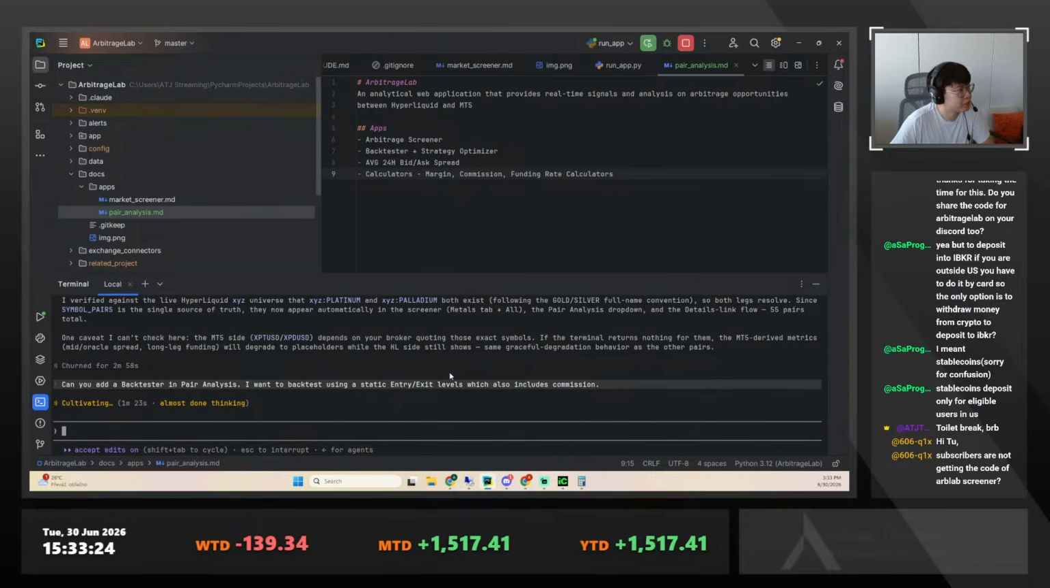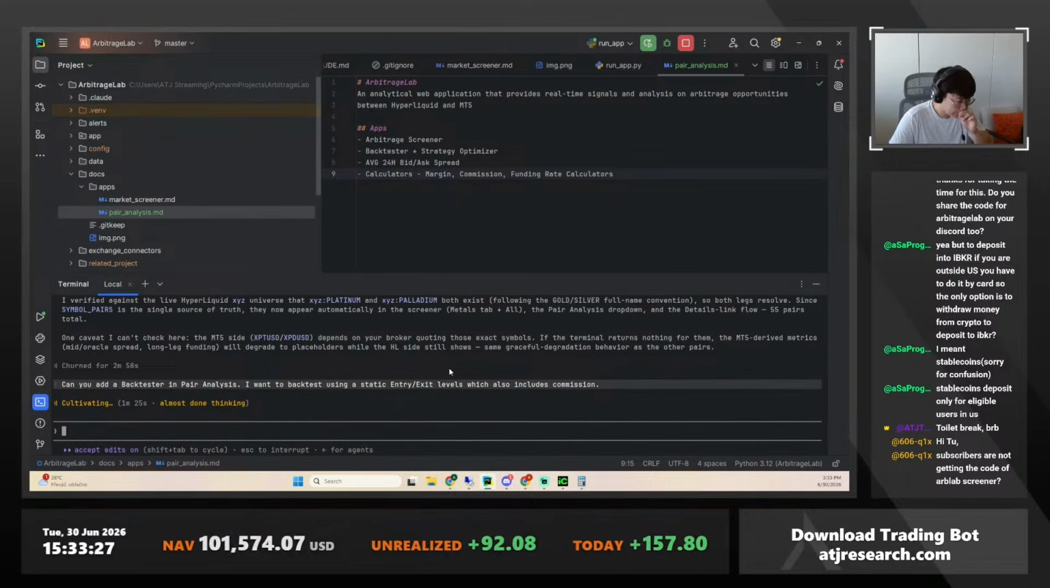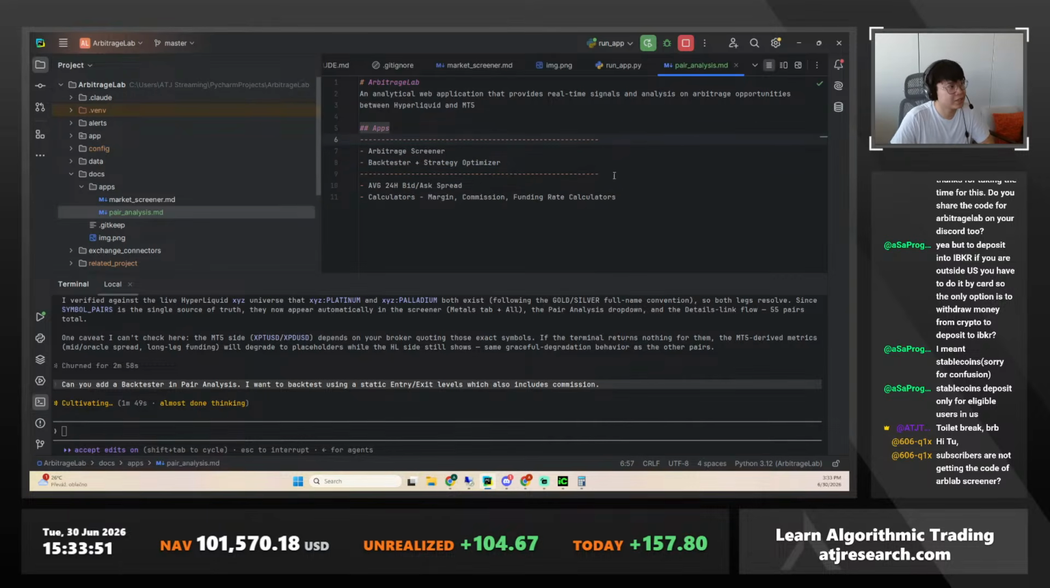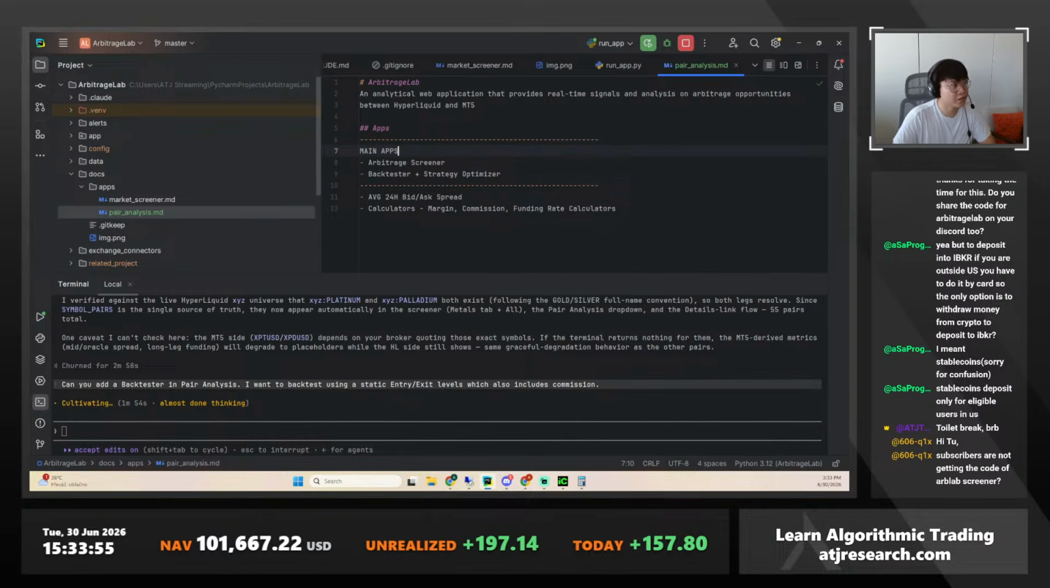Okay, the backtest might take a bit of time, but then we can try to work with it. And then we add a commission and margin calculator, right? And I think that should be done. This is the most important part, right? So these two apps that you see here are the main apps. Anything besides that is just extra tools that are not that important but nice to have.